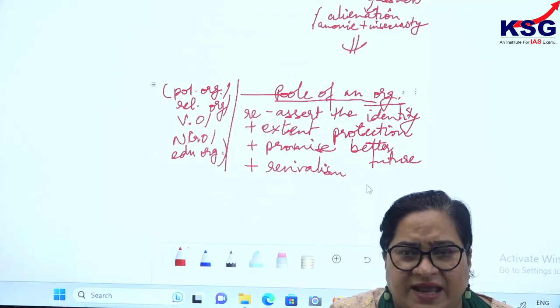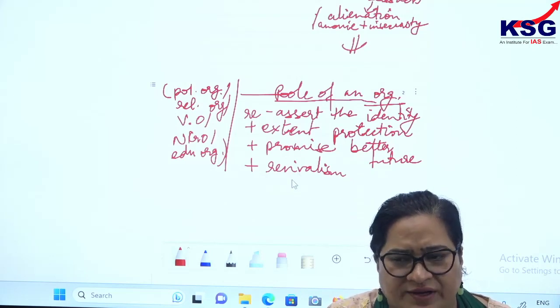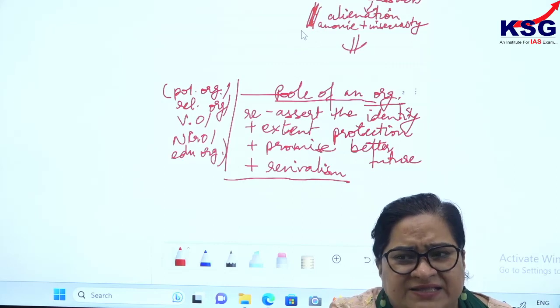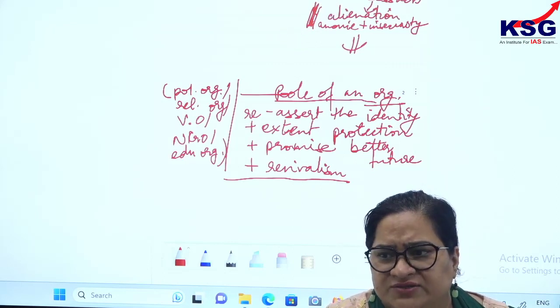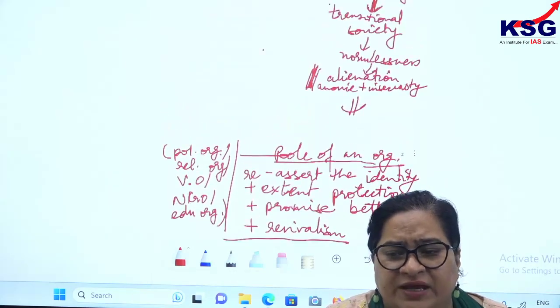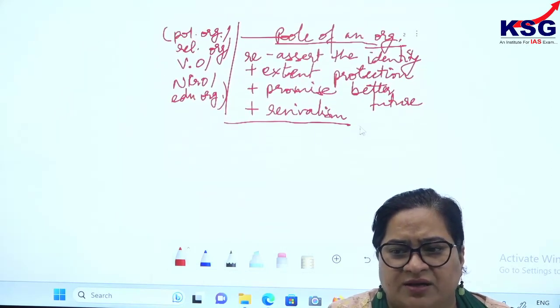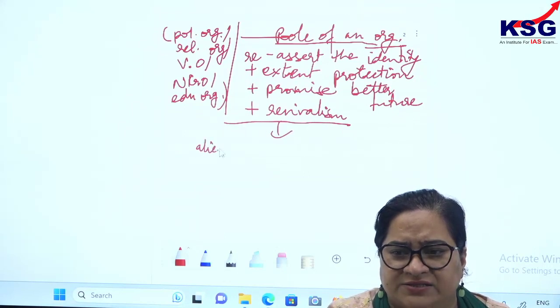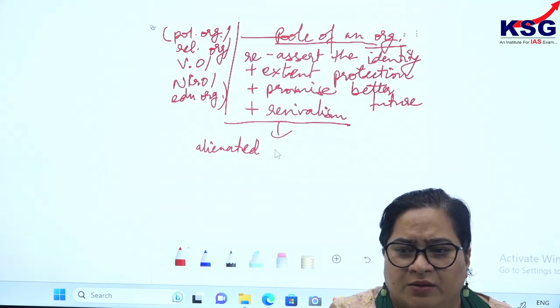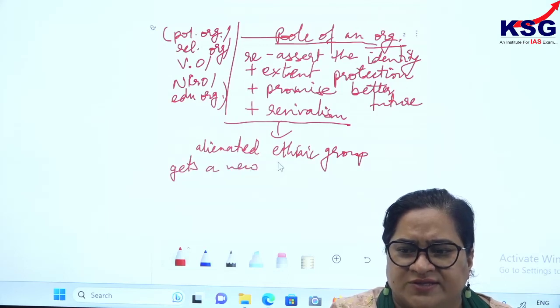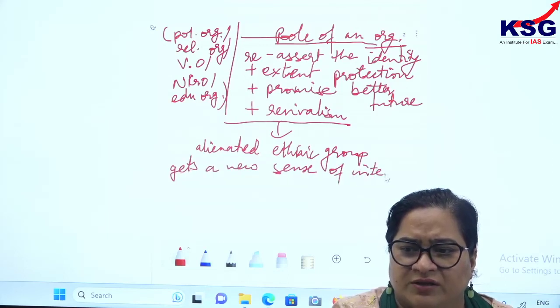Now, when this organization is encouraging the possibility of change, what will happen? This alienated individual who is feeling insecure, who is experiencing anomy, this individual will suddenly get a sense of belongingness, right? And then because of that, what will happen? We will see that this individual will start integrating. So the alienated ethnic group gets a new sense of integration and identity.